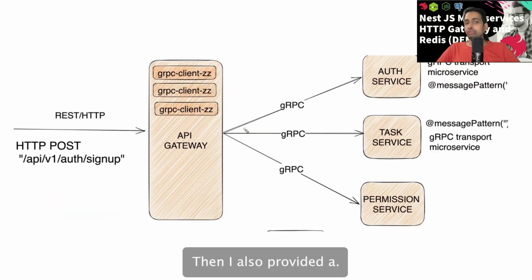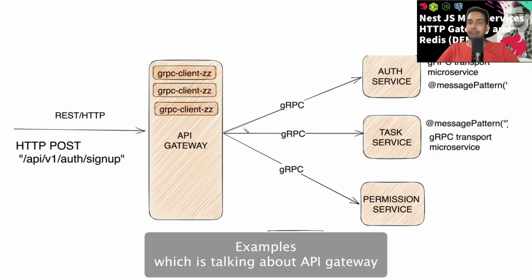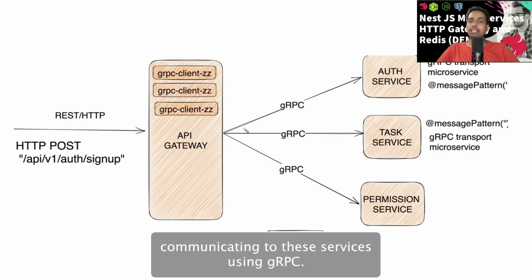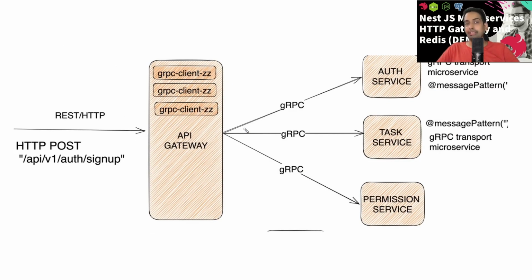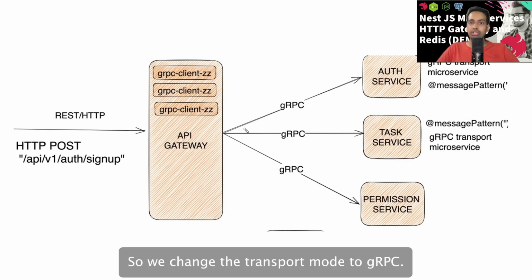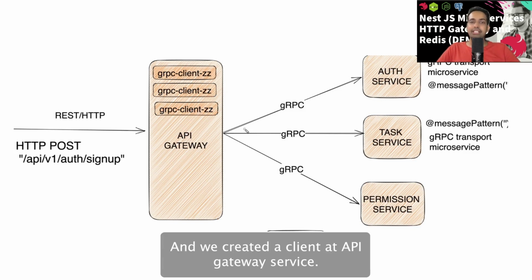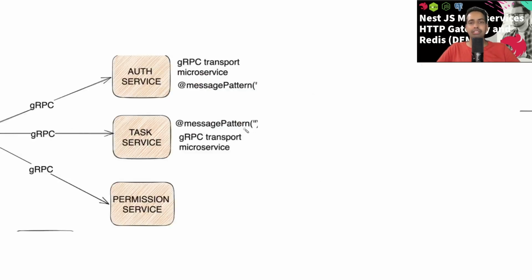Then I also provided a demo in my examples, which is talking about API gateway communicating to these services using gRPC. So we changed the transport mode to gRPC and we created a gRPC client at the API gateway service.